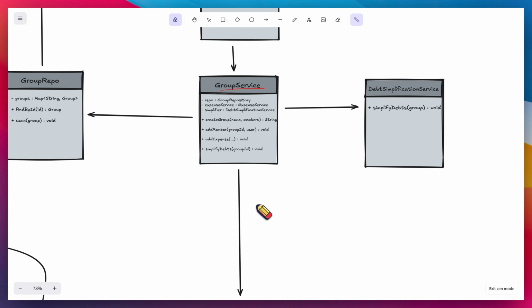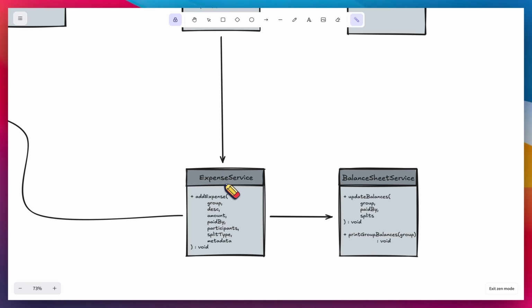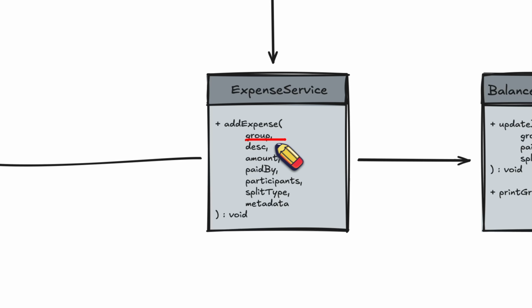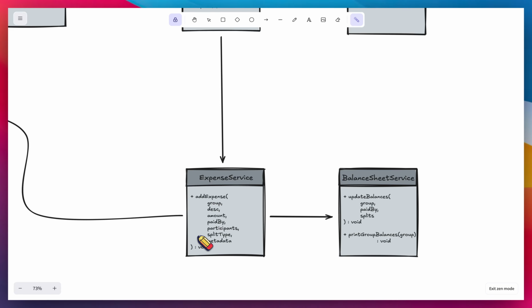Now group service will in turn call the expense service and pass all that information like group ID, the description of the expense, the amount and by whom that amount was paid, and the list of participants who had participated in that activity, and the split type. Okay, so on these parameters we would be creating the expense. So in order to create the expense, if you remember, each and every expense object would have a list of split, and that list of split is dependent on the split type.